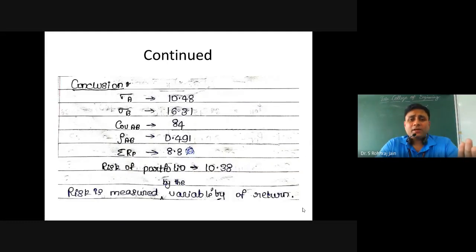This is a very important part, students. Whatever values you have calculated, please have a table and indicate that to the valuator. Standard deviation of A is 10.48, standard deviation of B is 16.31, covariance of securities A and B is 84, correlation coefficient of A and B is 0.491, return of the portfolio is 8.8. Risk of the portfolio, sigma P, is equal to 10.38. Risk is measured by the variability of the return.